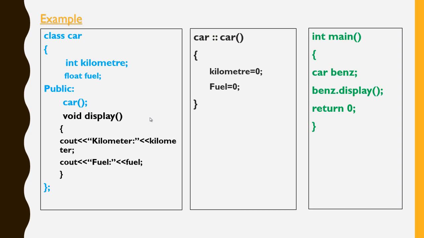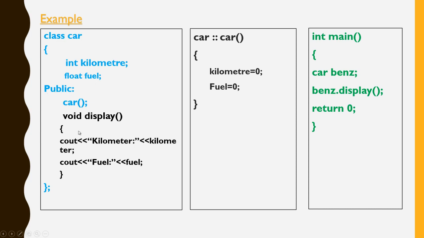This is an example of a default constructor, that is a zero argument constructor. So I shall explain this example. Here we have a class and this class name is car. This car class has two types of members, data members as well as member functions. This particular class has two data members, kilometer and fuel. Kilometer is of type int and fuel is of type float.